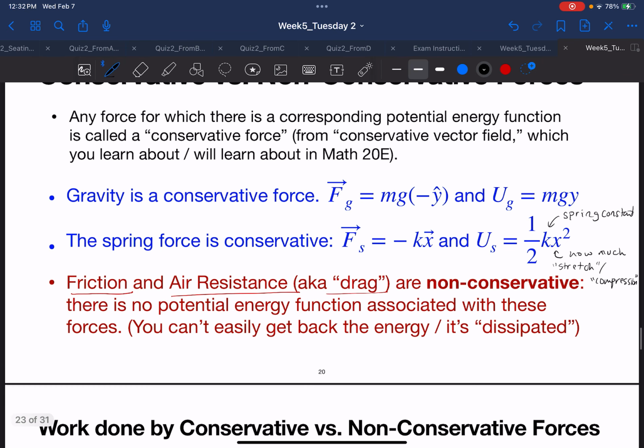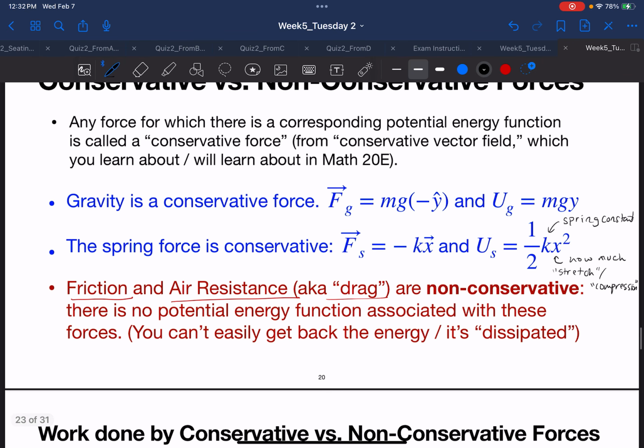And there are also non-conservative forces. These are forces that dissipate energy. Examples of these are friction and air resistance, also known as drag. When dissipative forces are involved, it is hard to get the energy back, so to speak, because it's being dissipated into a form that it is very hard to harness the energy from. In some cases it's possible, but often very inefficient to try to reharness that energy back.